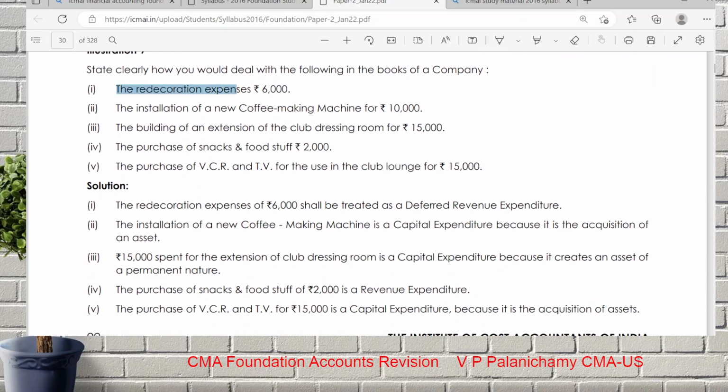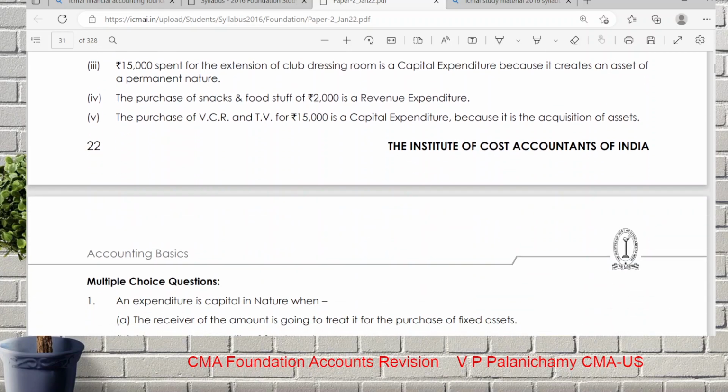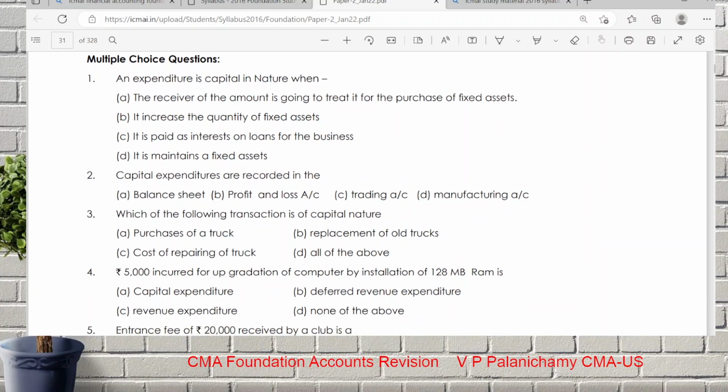For example, redecoration expenses. Redecoration expenses, revenue expenditure, every year பண்ணுவோம். Installation of a new coffee machine, capital expenditure. Building extension, capital expenditure. Purchase of snacks and foodstuffs, consumables, revenue expenditure. Purchase of VCR and TV, video cassette recorder and the mari. What is it? Capital expenditure. Asset, capital expenditure and the mari. You can just go through.